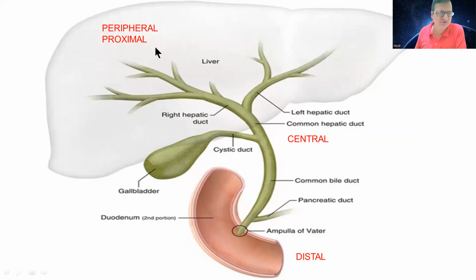So proximal is in the parenchyma, peripheral is in the parenchyma. Central is related to the porta hepatis and distal is related to the bowel. So it's like this.